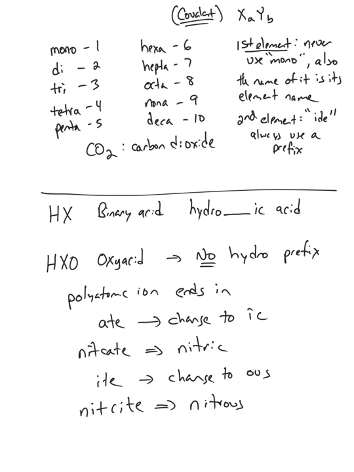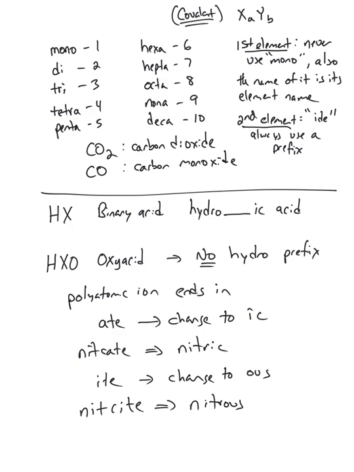For the first element, you are only going to use the prefix mono if there's more than one. The second element always ends in "ide," so oxygen becomes oxide, just like for ionic compounds. And we always use a prefix, even if there's one of them. So CO2 is called carbon dioxide. CO is called carbon monoxide. So the second element, we always add a prefix to it. And that's how we name covalent compounds.